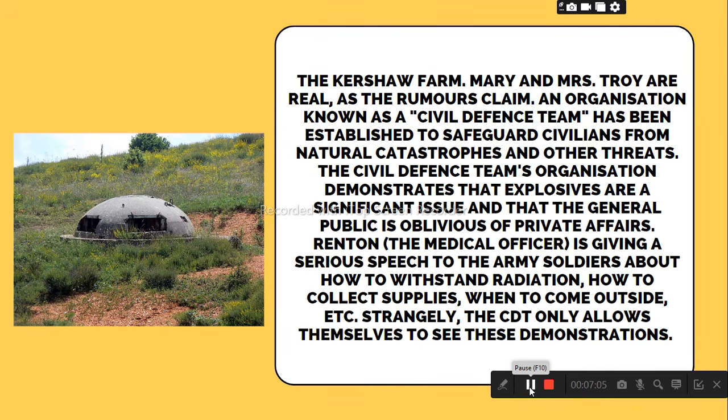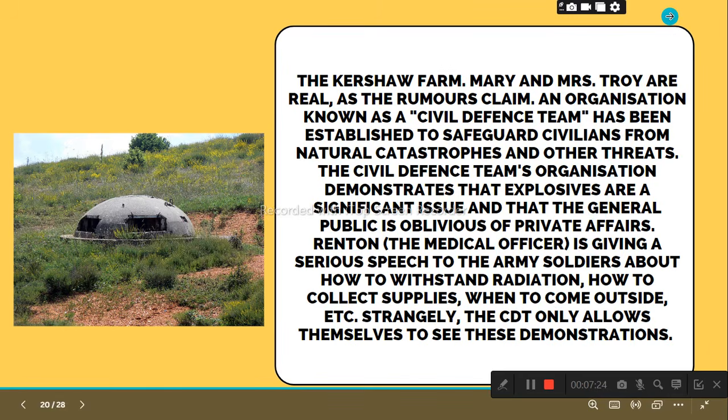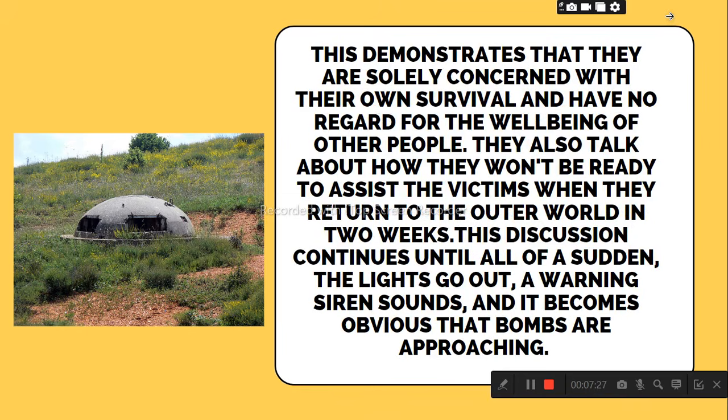Renton, the medical officer, is giving a serious speech to the army soldiers about how to withstand radiation, how to collect supplies, when to come outside, etc. Strangely, the CDT only allows themselves to see these demonstrations. This demonstrates that they are solely concerned with their own survival and have no regard for the well-being of other people. They also talk about how they won't be ready to assist the victims when they return to the outer world in 2 weeks.